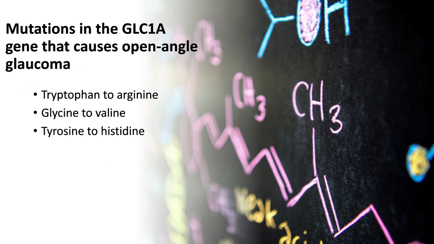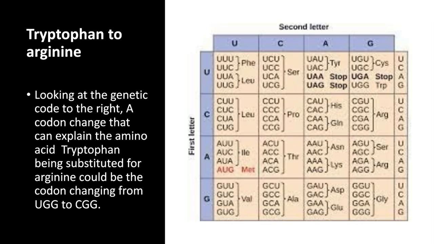The mutations in the GLC1A gene that cause open-angle glaucoma are tryptophan to arginine, glycine to valine, and tyrosine to histidine. For the mutation of tryptophan to arginine, if you look at this genetic code, a codon change that would explain tryptophan being substituted for arginine would be changing the codon from UGG to CGG, changing that U to C.